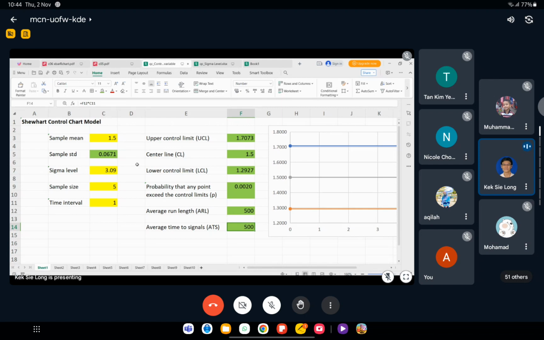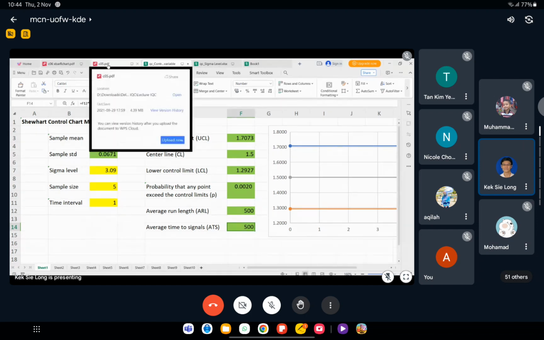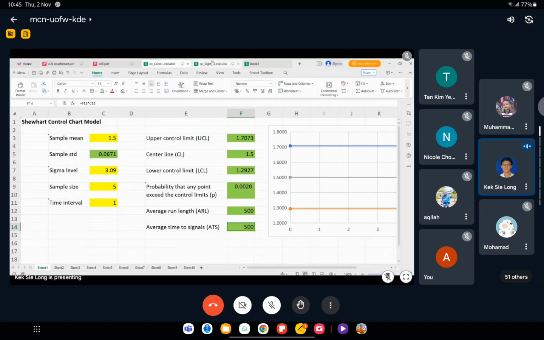Just imagine you are a manager, and I present in front of you. I say, okay, average run length is 500. No more. Full stop. If the manager or customer does not really understand, hey, what is this ARL? Can you explain? You can only say like this, right? You cannot explain further. So that's why I say, as QC or QE, we need to explain a special term in more detail so that the customer or manager can understand.